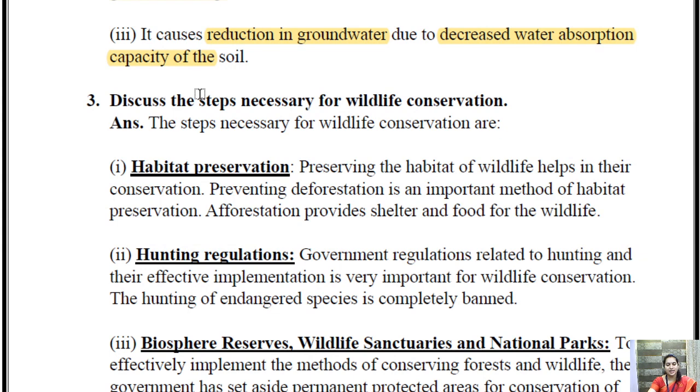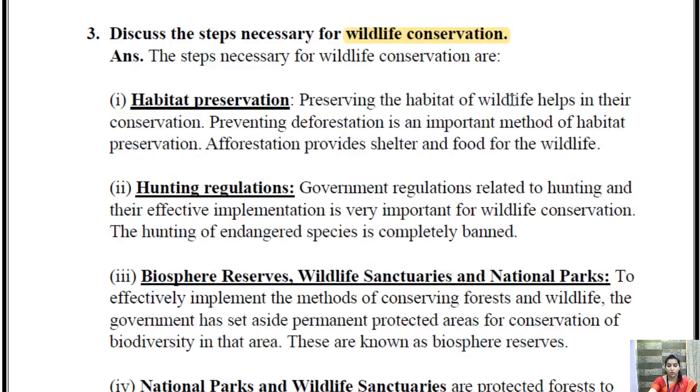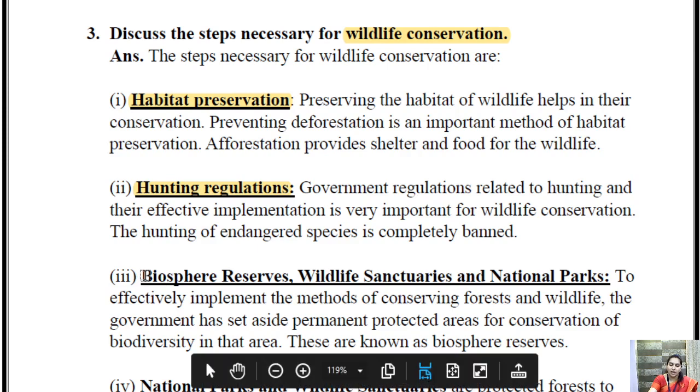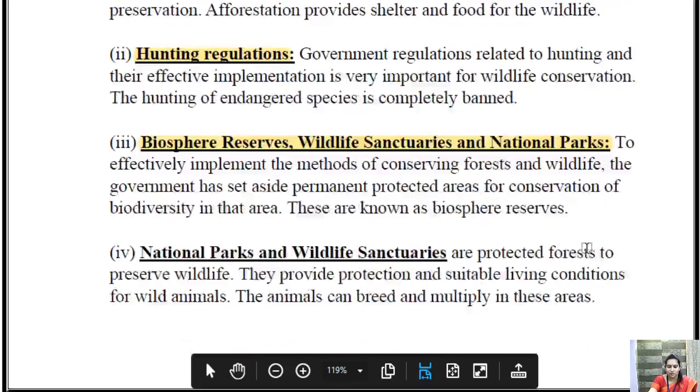So discuss the steps necessary for wildlife conservation. What are the steps required? So first is habitat preservation. सबसे पहले तो हमें habitat को preserve करना है, जहाँ पे वो रह रहे हैं उनको preserve करना है. Hunting regulation: poaching is illegal, so government should take strict action against it. Then protected areas हमें बनाना चाहिए, that is wildlife sanctuaries, biosphere reserves and national parks.